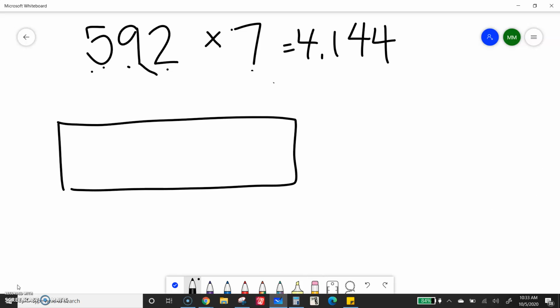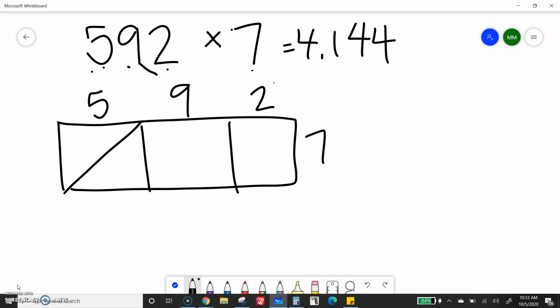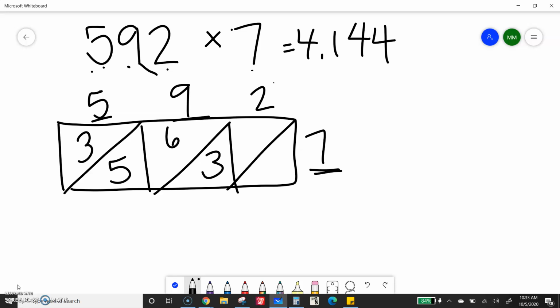So again, I'm going to draw my box. This time I'm just putting the digits, not the zeros. I do also have to divide them diagonally. 5 times 7 is 35. 9 times 7 is 63. 2 times 7 is 14.